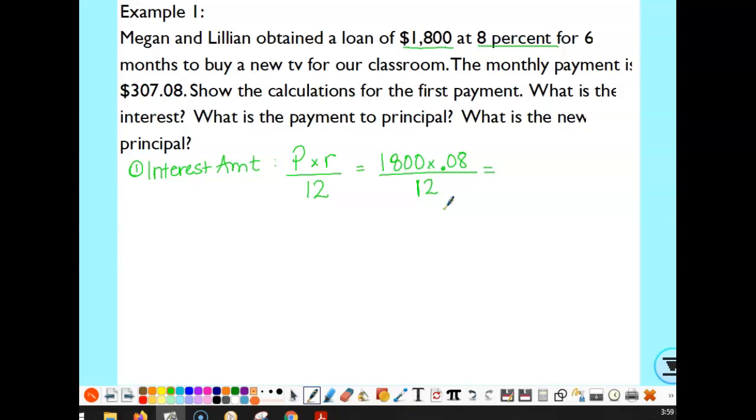So we're going to take that 1,800 times 0.08, and then divide that by 12. And so the amount of our payment that's going to interest this time is $12. Okay, so remember, every monthly payment is made up of part interest, part principal. So if this is the amount that's going to interest, and this is the monthly amount that we're paying, then what we have to figure out is how much is going to the principal.